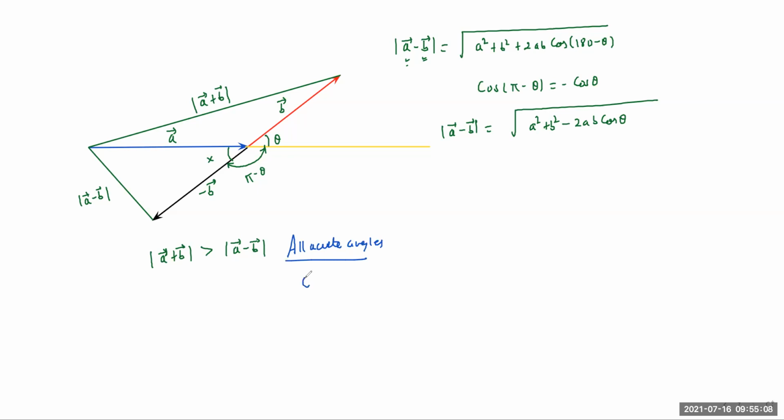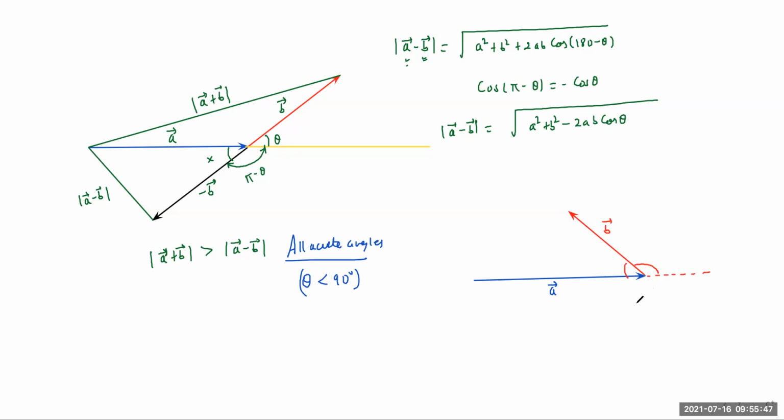That is, if the angle between the two vectors is less than 90, then their sum will be bigger than their difference. Let's do the opposite. Imagine we have two vectors whose angle itself is more than 90. So this is the A vector, and the B vector is like this. What is the angle between A and B? Which side?